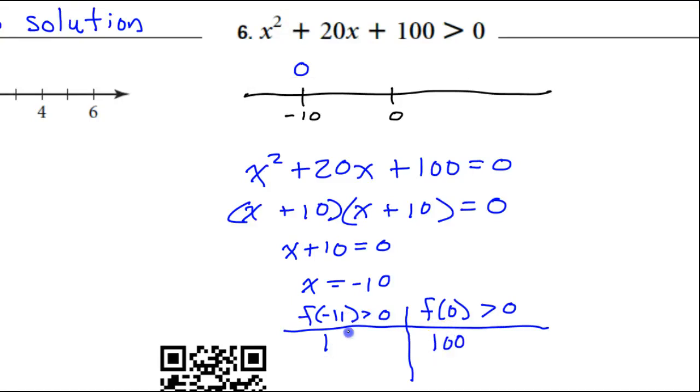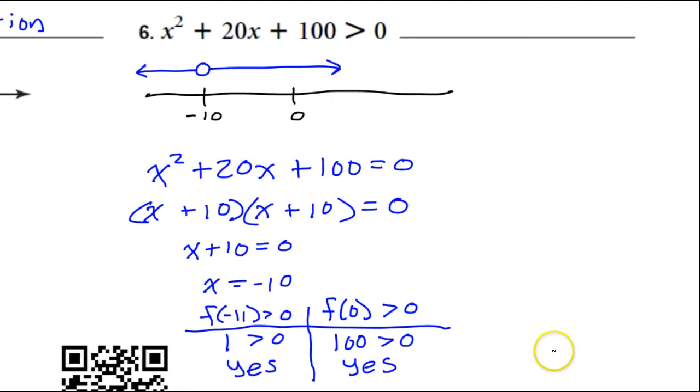The question is, are these greater than 0? Is 1 greater than 0? Yes, it is. 1 is greater than 0. That means -11 is a solution, which means all of the points in this interval are solutions. So I'm going to show that by putting a ray there. Is 100 greater than 0? Well, yes, it is. That's also greater than 0. That means 0 is a solution, which means every point in this interval will be a solution. Okay, so this is a graph of the solution set.